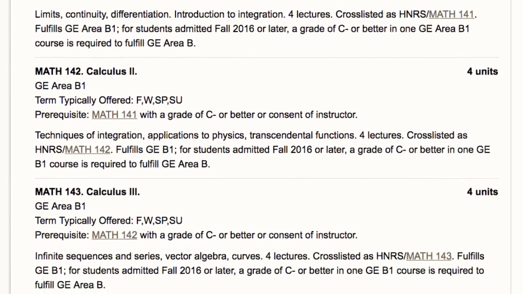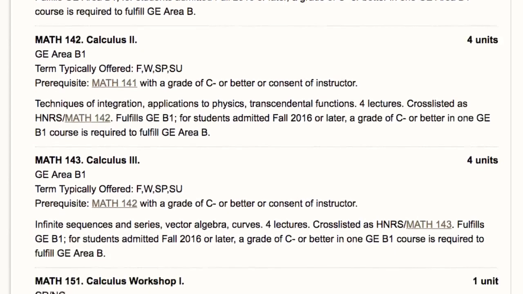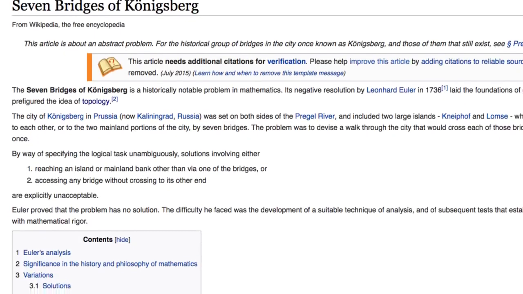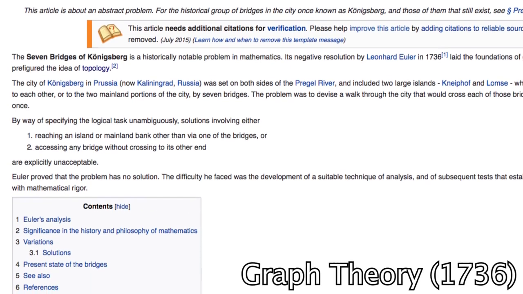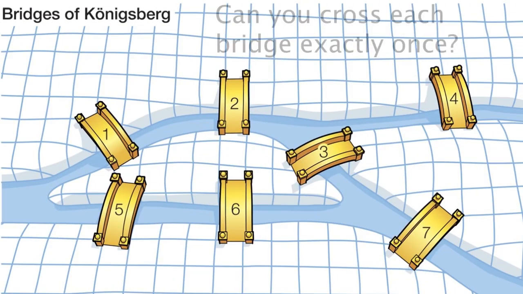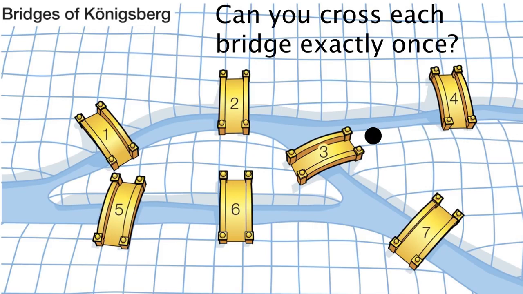Next, in 1736, Leonhard Euler published a paper on the 7 bridges of Königsberg, which is regarded as the first paper in graph theory. The question was quite simple. Given this network of bridges, can you cross each bridge exactly once, of course without going into the water? You can try it for yourself, but spoiler, Euler eventually proved it to be impossible.